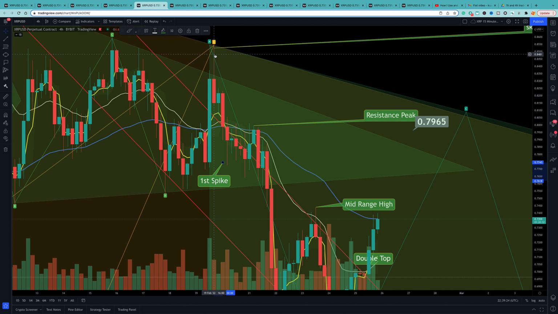Okay, and then it comes back down. Now here's again the VWAP, the 20 and the 55, and again the VWAP crossing through.